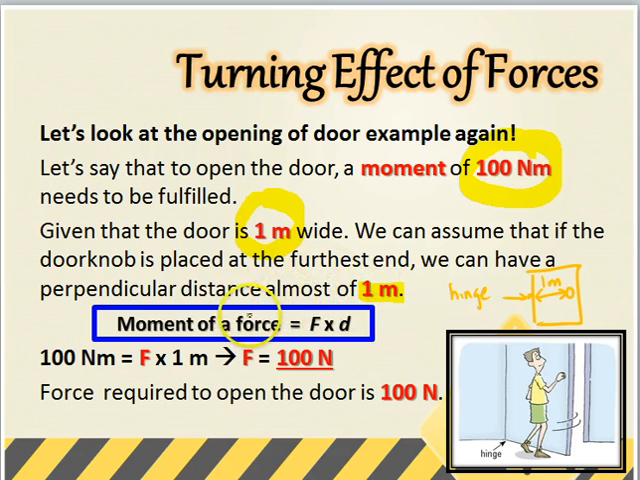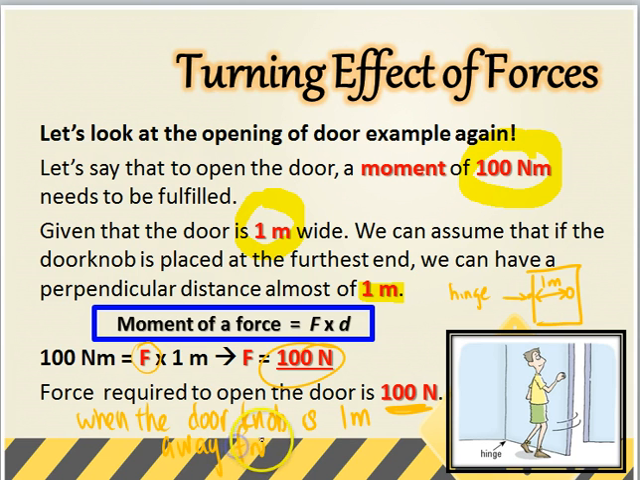Now, if we use the moment of a force that we need as 100 Newton meter and the perpendicular distance is 1, let's have F. We must calculate what's the force needed to open the door. If you do some simple maths, bring the 1 over, you realize the force needed is 100 newtons. So the force needed is 100 Newton when the doorknob is 1 meter away from the hinge. The perpendicular distance is, in this case, 1 meter.